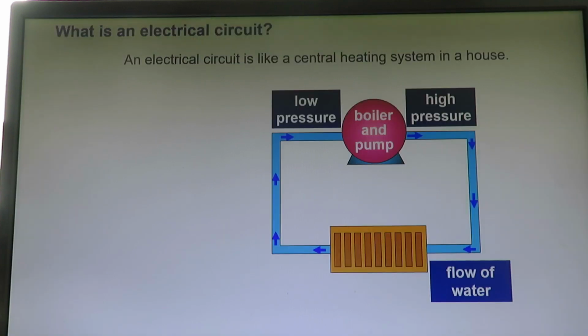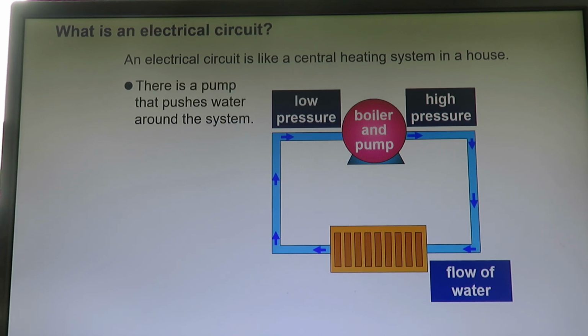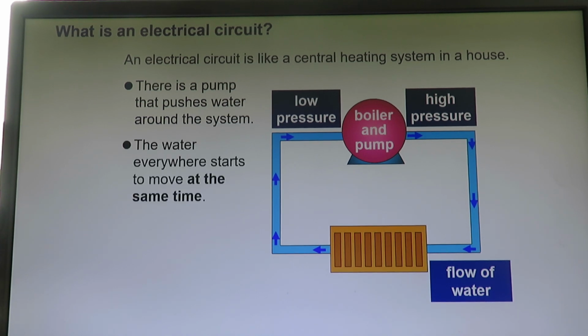Okay then, so you've done circuits before in other years, and there's lots of different models that we use to describe how circuits work. One of the really common ones is that it's a bit like central heating in your house. In your central heating, you've got a pump that will push the water around once it's been heated. Once it's turned on, the pump starts to work and it pushes the water through the pipes. And once it's working, all of the water is going to be flowing at the same time. So at any point in your central heating system, water is flowing through the pipes at the same time. There's no gaps where it's just sitting there.